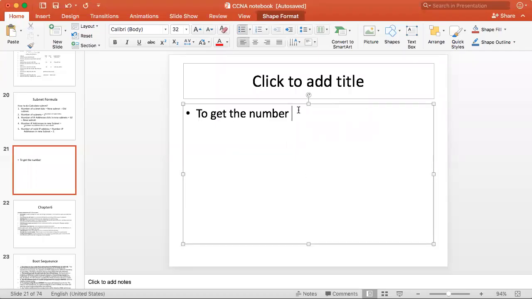All right, to get the number of network bits, the formula is basically 2 to the power n, or 2 to the power x. Now, how will this x come up?